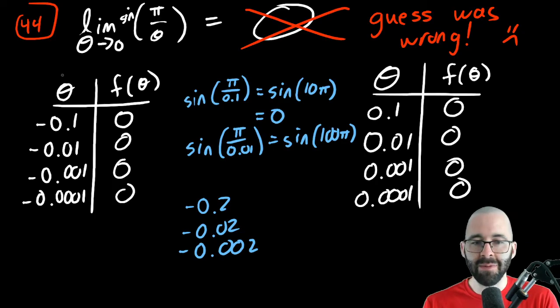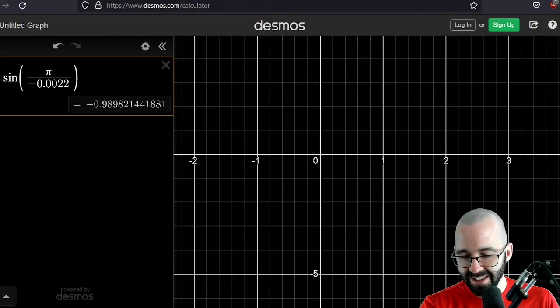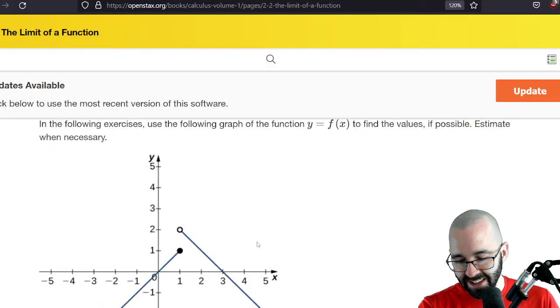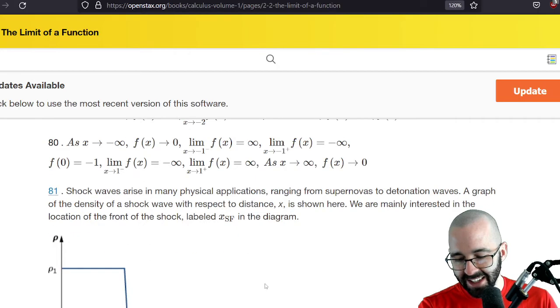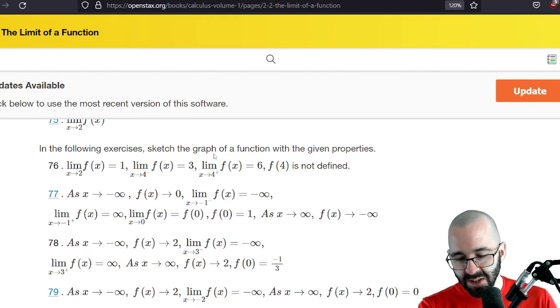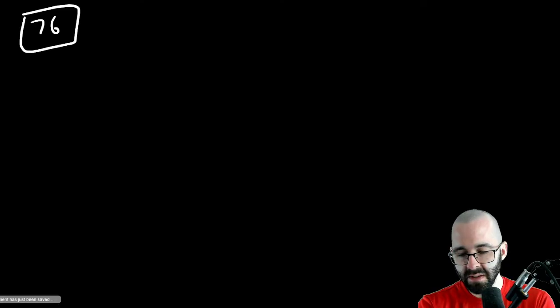All right, I have 5 minutes before student hours are supposed to start. I have one more problem I want to do for you guys. We can do a problem in 5 minutes. All right, look at 76, where we sketch a graph of a function with the given properties. The limit as x approaches 2 is 1.